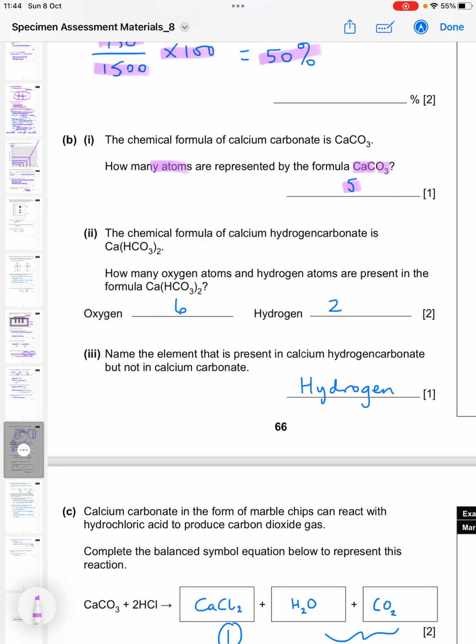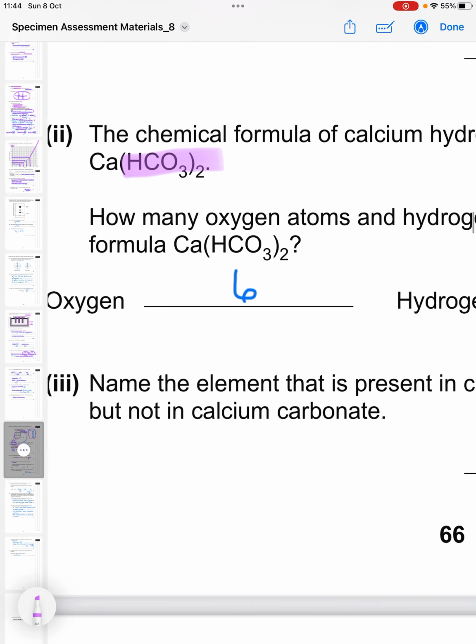Then it says the chemical formula of calcium hydrogen carbonate is Ca(HCO3)2, that's CaHCO3 in brackets with a 2 beside it. So I read that as CaHCO3 twice. So that means there's 2 lots of this here, the HCO3. So how many oxygen atoms and hydrogen atoms are present in this formula?